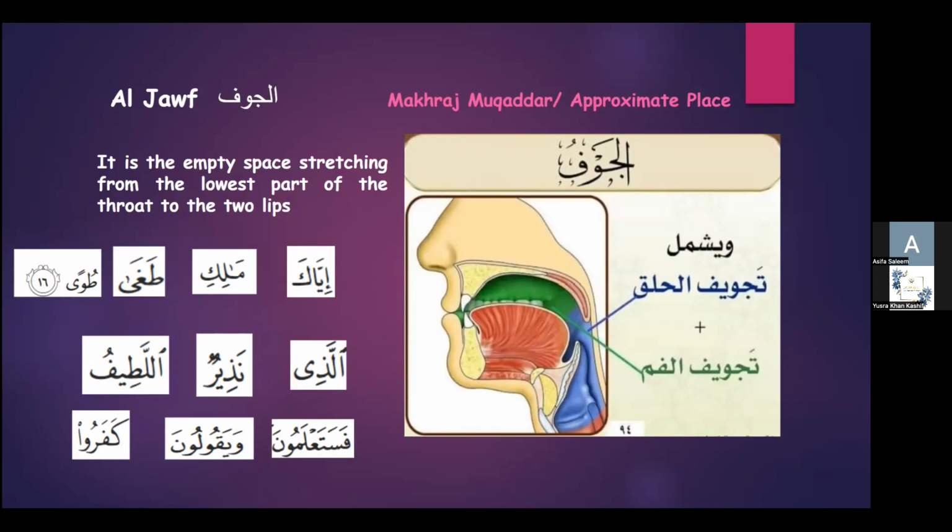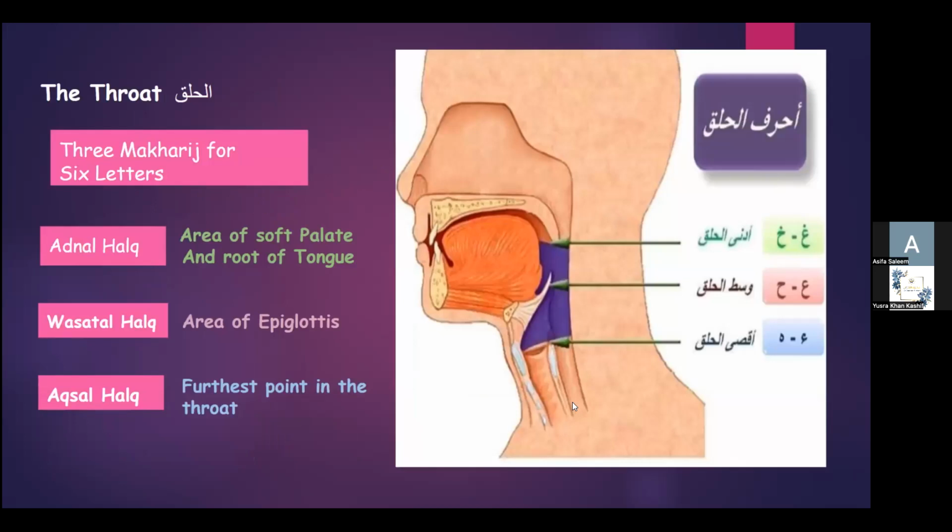When we stretch them, we stretch them for 2 harakat, and we understood that the makhraj for these letters, alif, waw, and ya, huruf al-madda, is the empty space in the throat and the mouth. So you can see this is colored in blue and green. This whole hollow place, the empty space, is the makhraj for these 3 letters. In today's lesson, inshallah, we will try and cover the letters which come from al-halq, the throat.